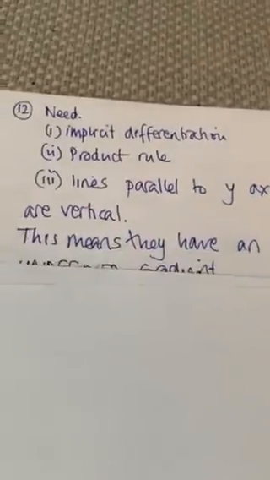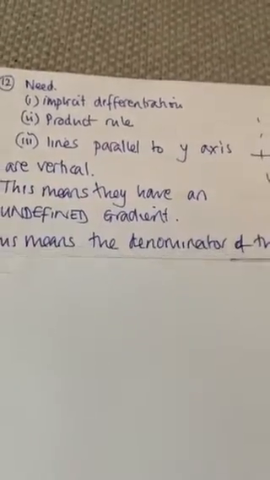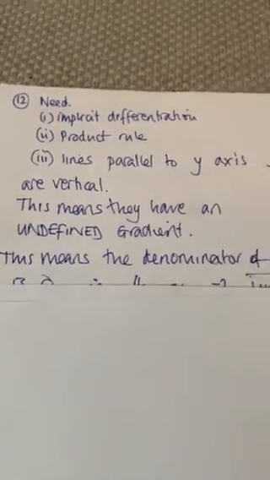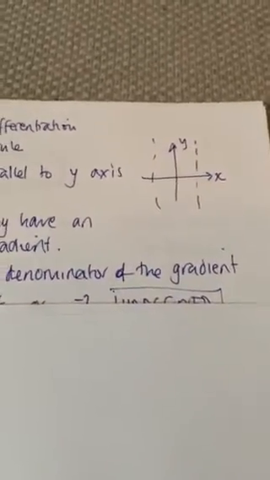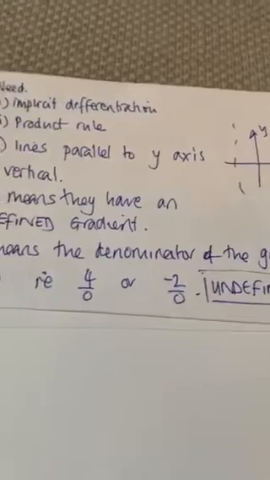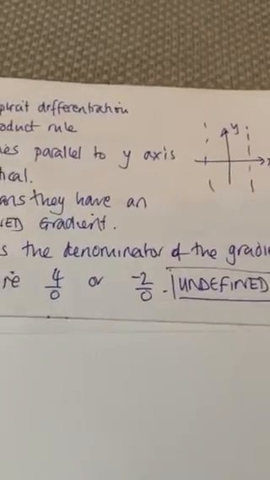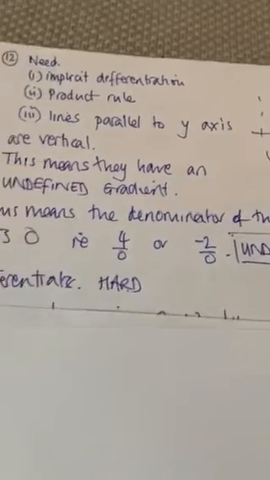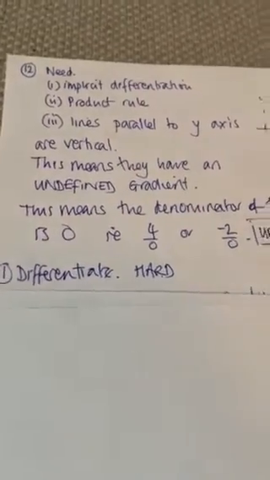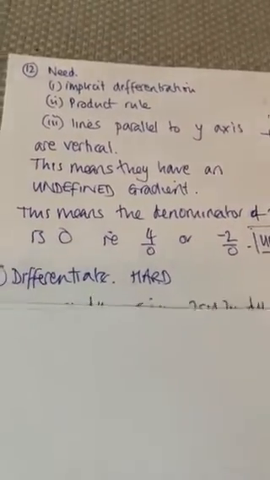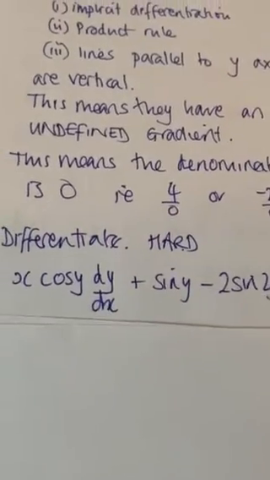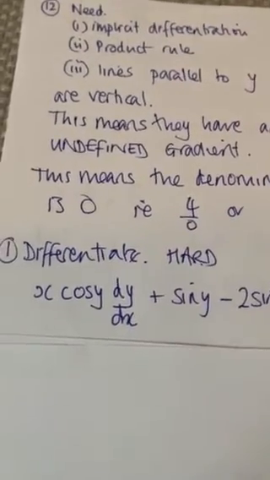So what that means is that you divide by 0. So anything that's undefined that has an asymptote has been divided by 0. So that has implications for your gradient. Right, the first thing you're going to do is differentiate this. So you differentiate using the product rule.